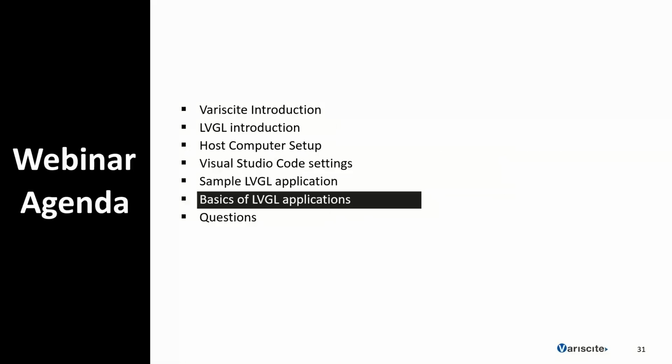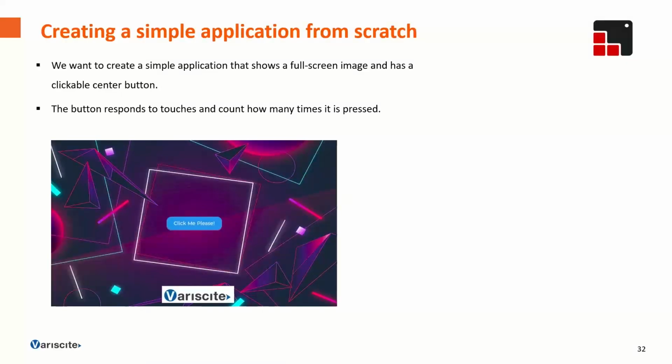Let's go through the basic structure of an LVGL application. So we said that this will be our application. There will be a background, and a button in the middle with a label on top of it that will be updated whenever you touch it.